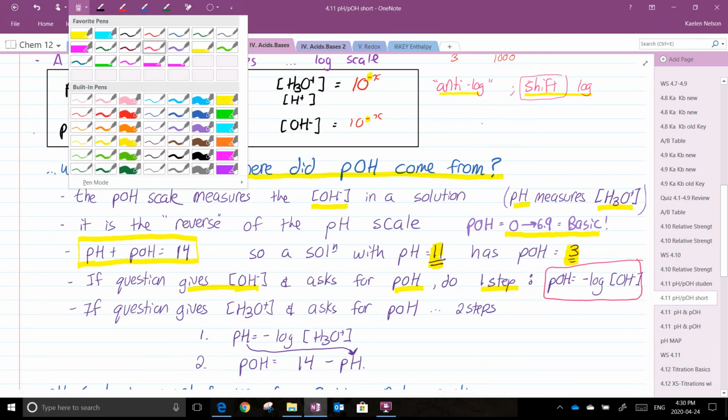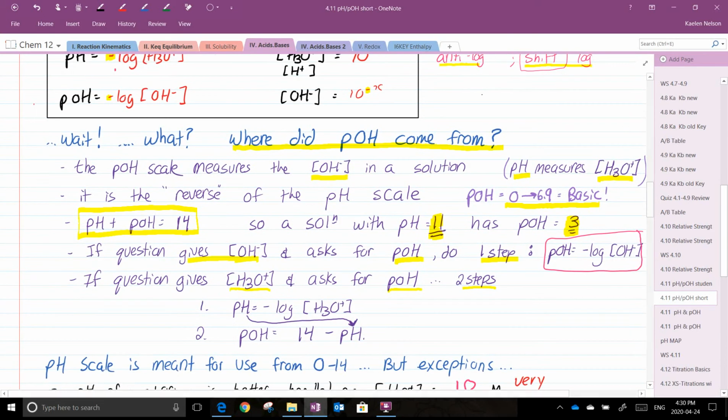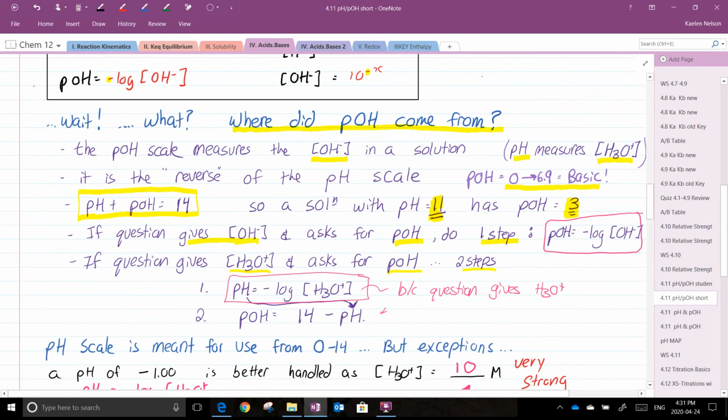However, if your question gives you H3O and asks for pOH, then you're going to have to do two steps. So in your first step, you are going to do pH equals negative log H3O. The reason you're going to do that is because the question gave you H3O. You have to start with what the question gives you and convert after. And then in your second step, you would do pOH is 14 minus the pH.